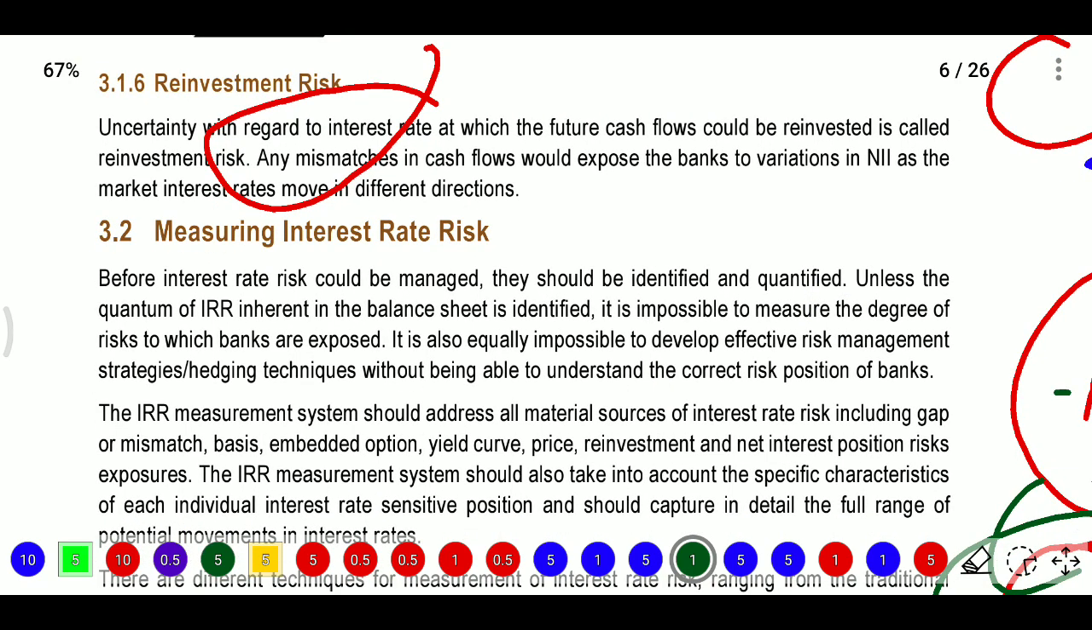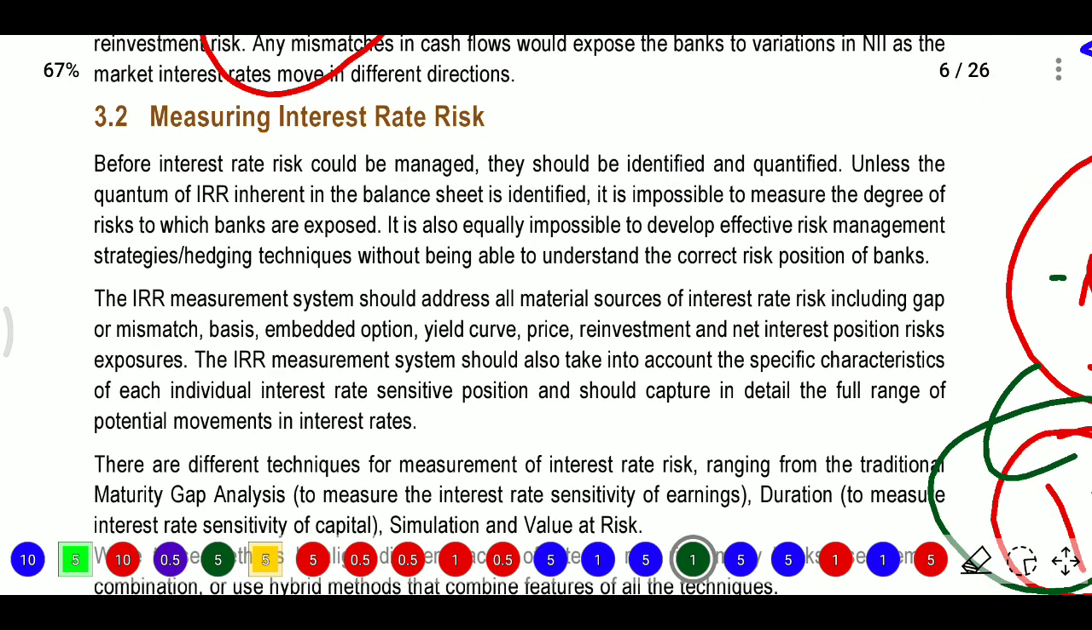And after that, we have completed the risks. The types of risk in interest rates are: one is gap exposure, one is basis risk, one is embedded option risk, one is yield curve risk, one is price risk, and one is this reinvestment risk. Now we need to measure the interest rate risk. Before managing it, we should identify and quantify it, weighing the quantum of risk by its weightage in the balance sheet.